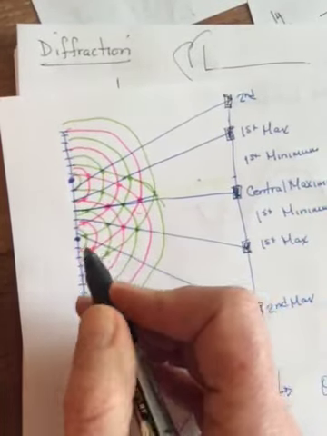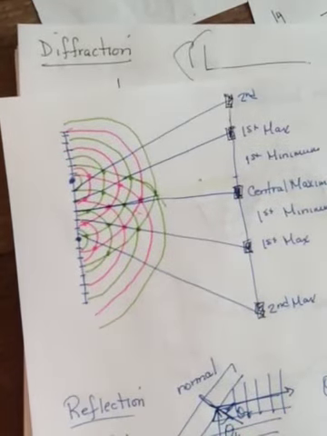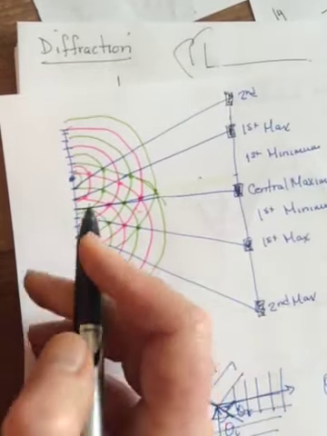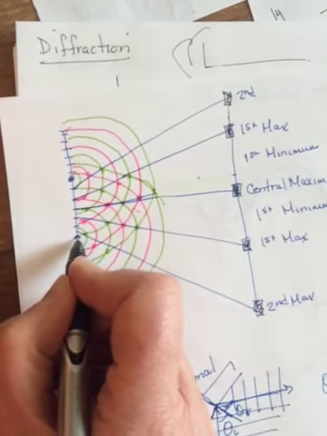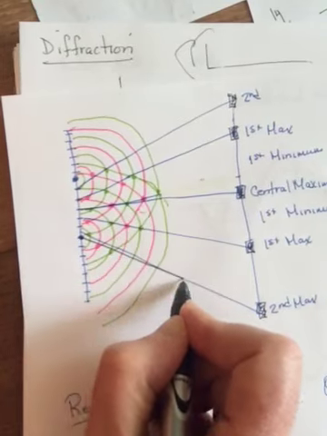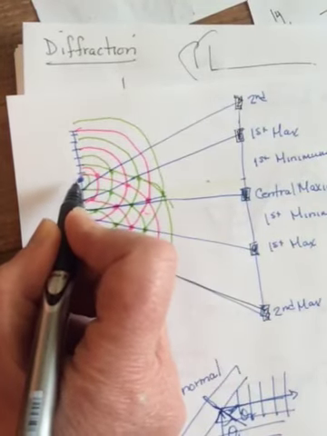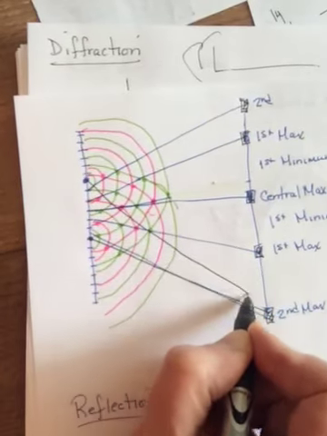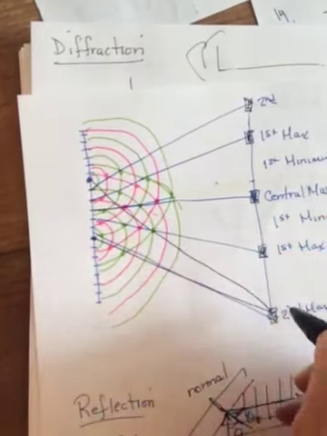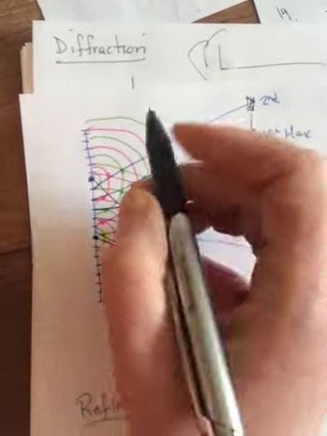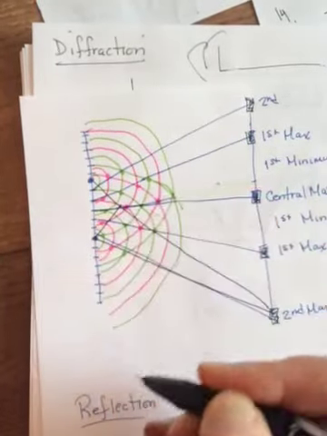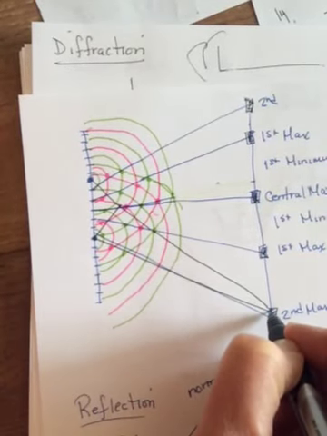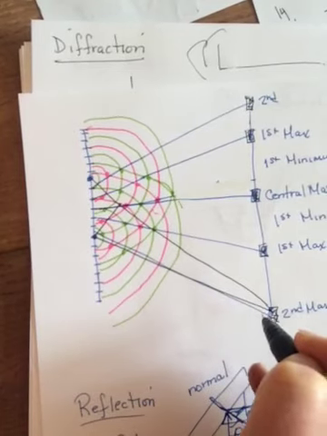And the path difference from one source to the other, I need a different color. Oh, maybe I can use, that's blue, I can use black. So if we were to draw a line from this source to this bright spot, and this source to this bright spot, the difference in the path, the length of the path, has to be a whole number of wavelengths, right? So that when they get to this spot, they're in phase with each other, and then there'd be constructive interference.